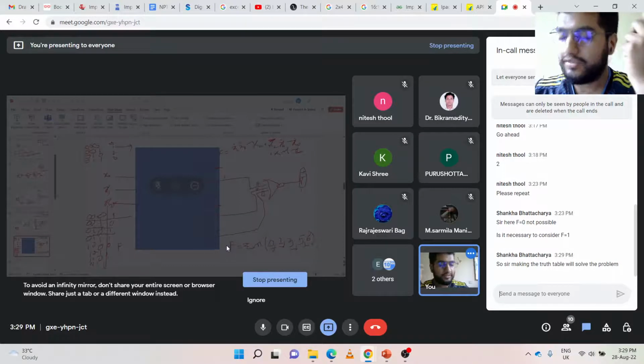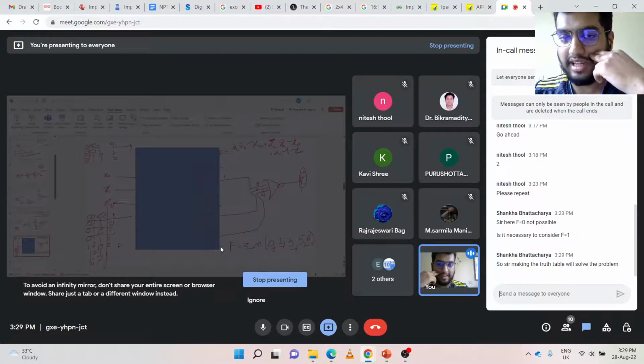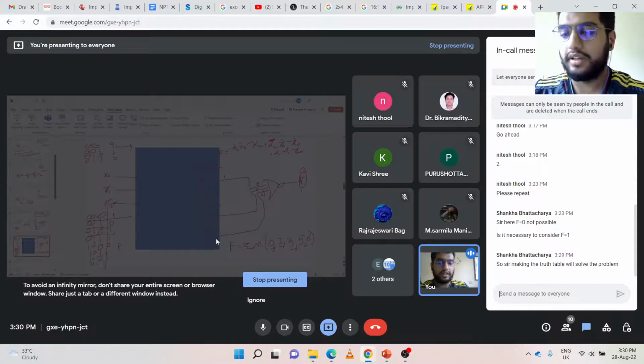Yeah, it is just an elaborative way. You could simply have taken the complement. F was equal to 0 for those two or three cases, and for the rest of the cases it would have been 1. That's why I was saying that it would be 1 for the remaining cases. But to confirm things, we can draw the truth table.